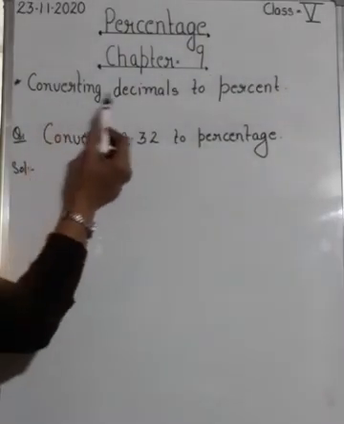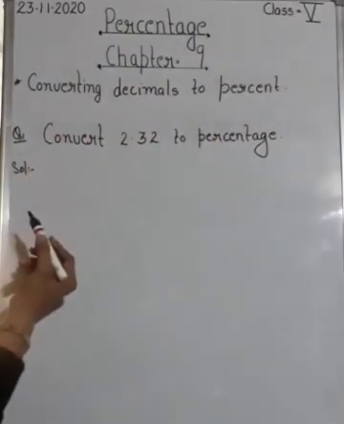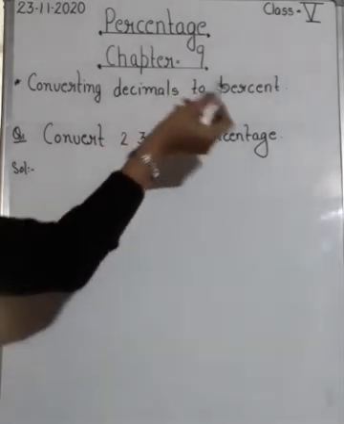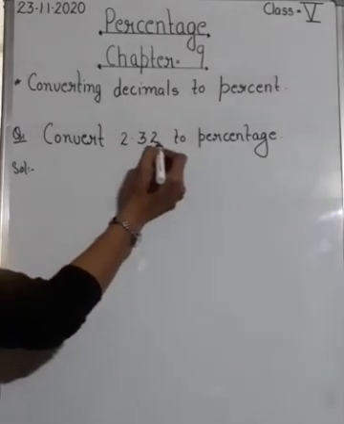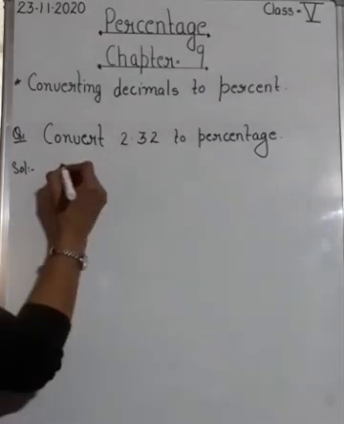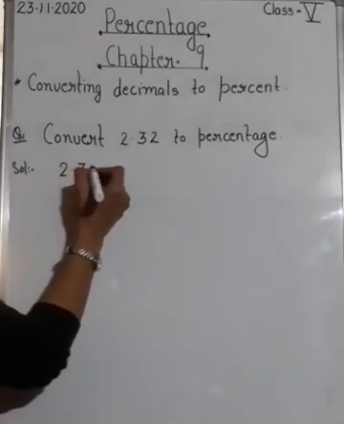Next, we are having converting decimals to percent. Now we will convert a decimal number to a percent. So question number 1 is convert 2.32 to a percent. You will write 2.32.